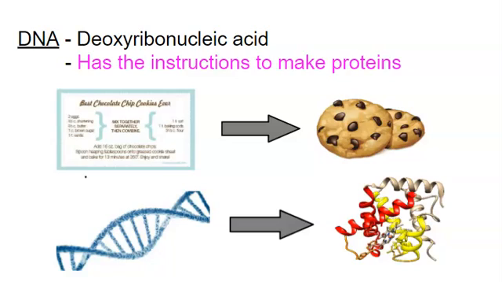Okay? DNA is important because it has the instructions on how to make proteins. So go ahead and write that down. We've oftentimes talked about chocolate chip cookies, right? Making them. So a recipe is similar to DNA because a recipe has the instructions on how to make cookies. DNA has the instructions on how to make proteins.